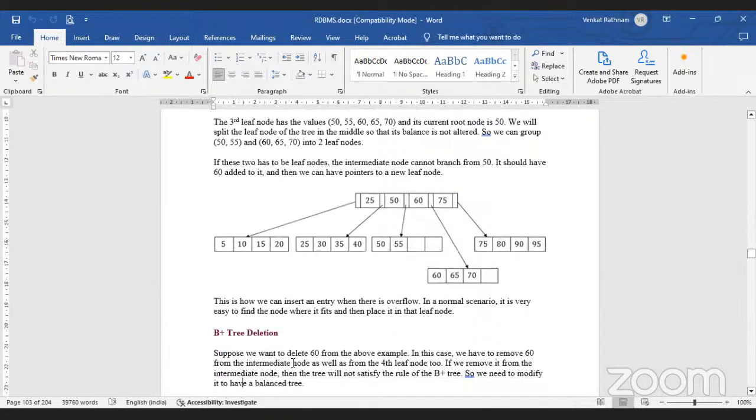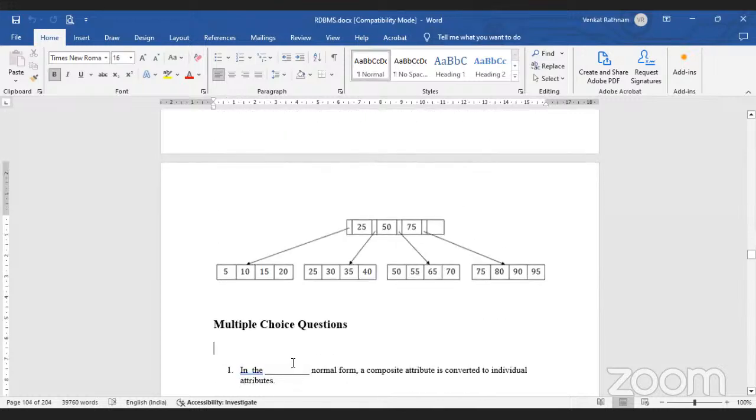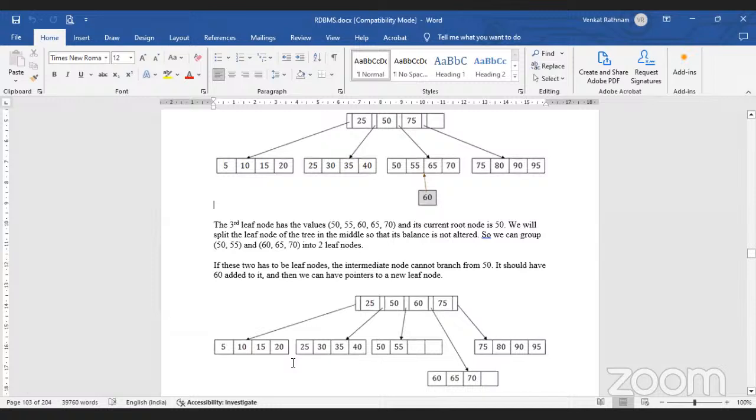We discussed SQL commands also yesterday. Whatever I'm explaining is not sequential in your book. So B plus tree is somewhere in your book.